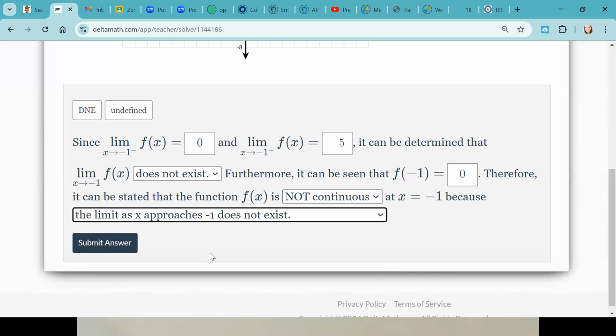So see how on mine, the left and the rights didn't come out the same. So that's how come I picked this answer. Yours, your limits did come out the same. The problem was that this number was different. So you have to pick a different piece. It should be the third one.